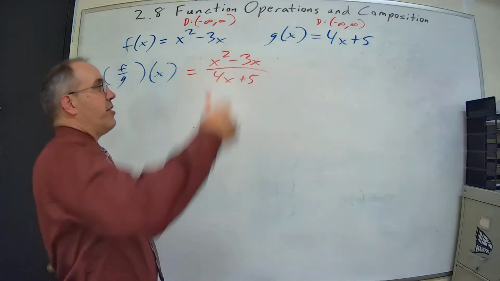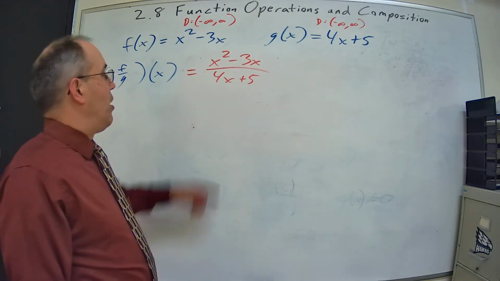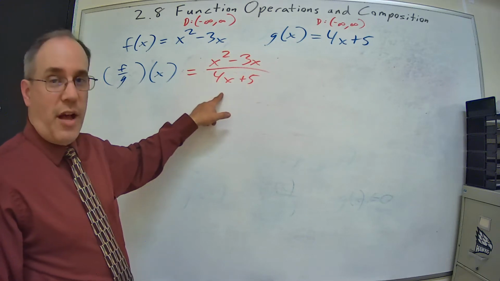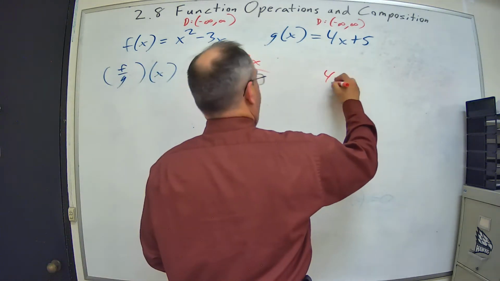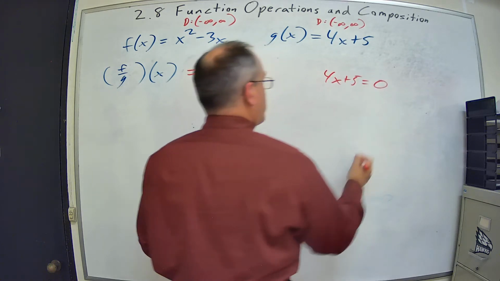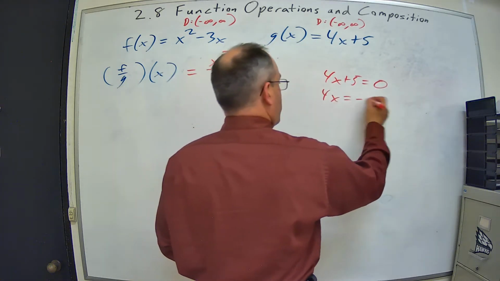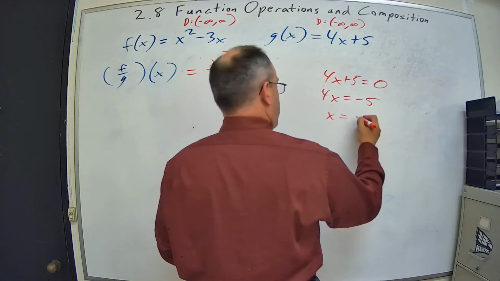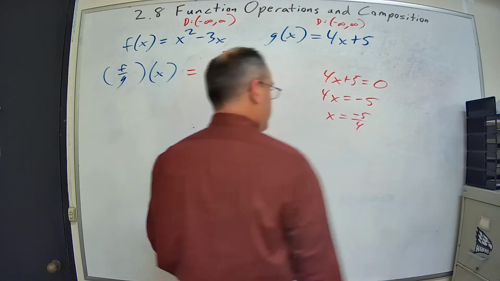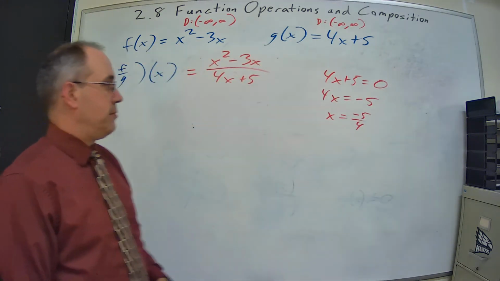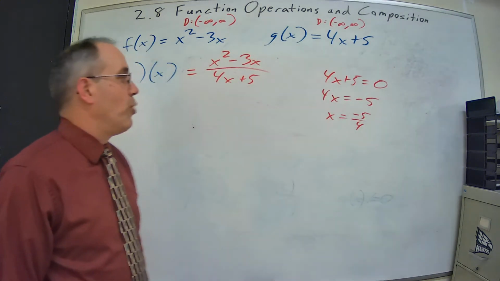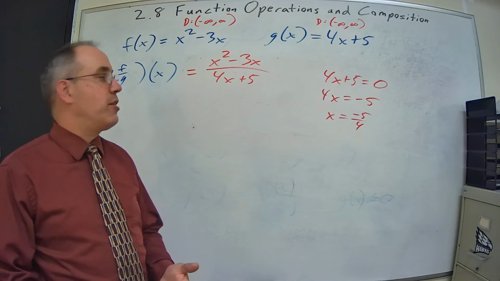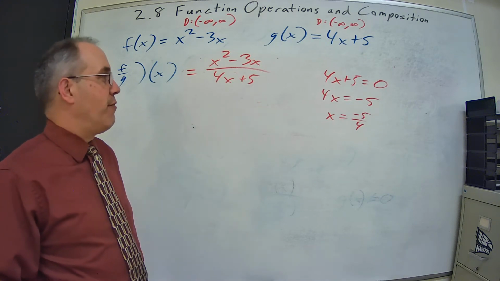We want to say the domain is all real numbers, but we also have to make sure that this denominator is not equal to 0. So we're going to take 4x plus 5 and set it equal to 0. So 4x is equal to negative 5, x is equal to negative 5/4. And by doing that, we see that we cannot allow x to be equal to negative 5/4.